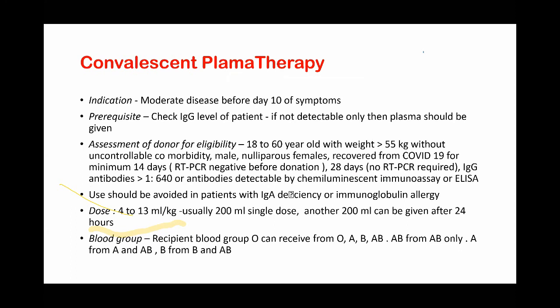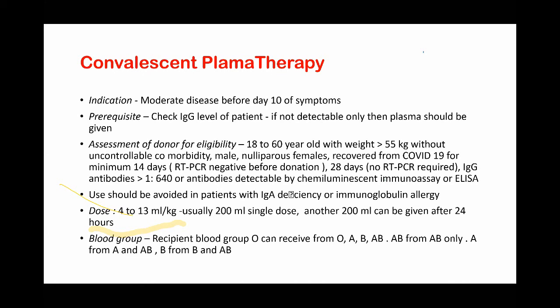Coming to the convalescent plasma therapy. To be very honest, I have no experience of this, and even among our intensivists, not many people have used plasma therapy. One thing I need to specify: number one, it is an antiviral therapy. It will not help in cytokine storm. So again, like remdesivir, the initiation, the presentation time is very, very important. Convalescent plasma therapy has to be given within 10 days of symptoms. Number one, you have to check the IgG level of the patient. If not detectable, then plasma should be given.